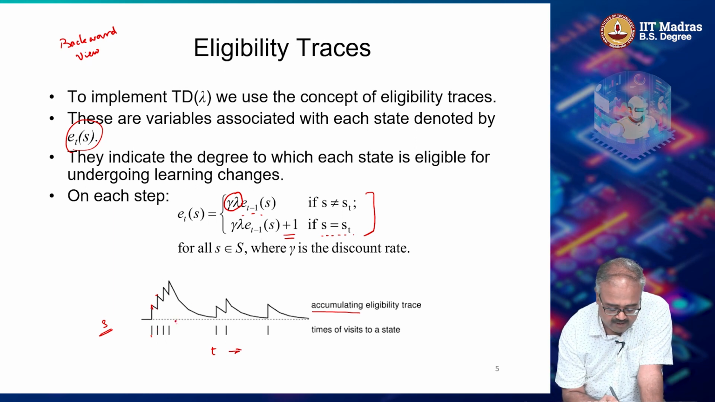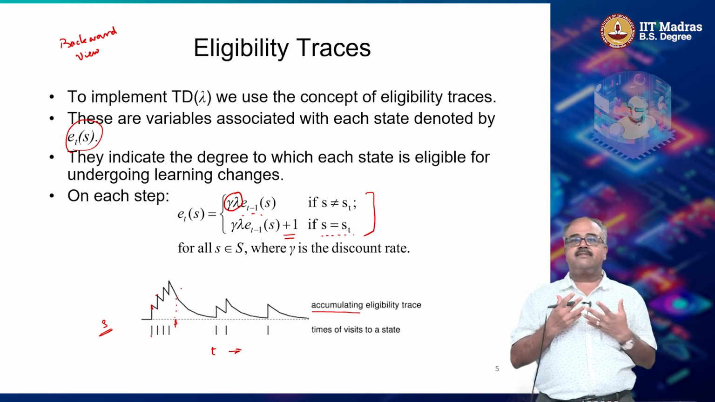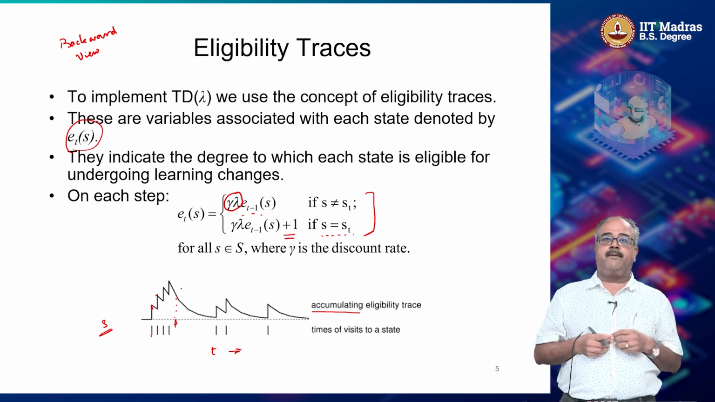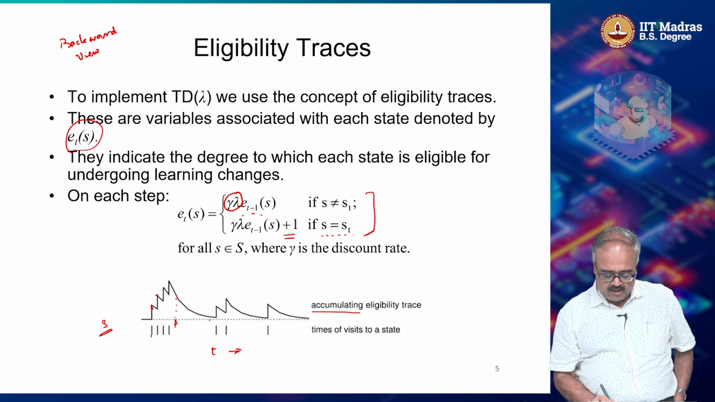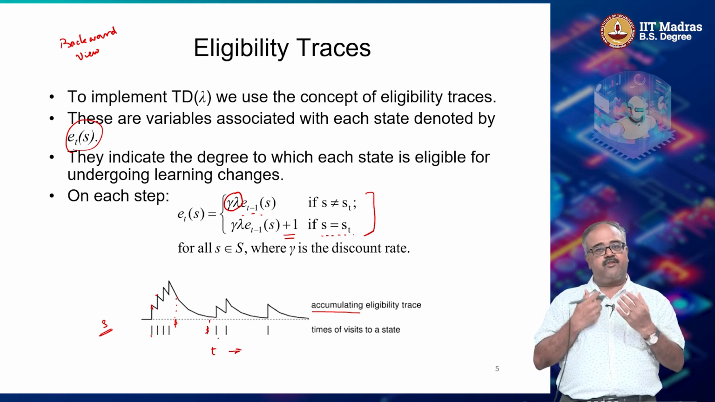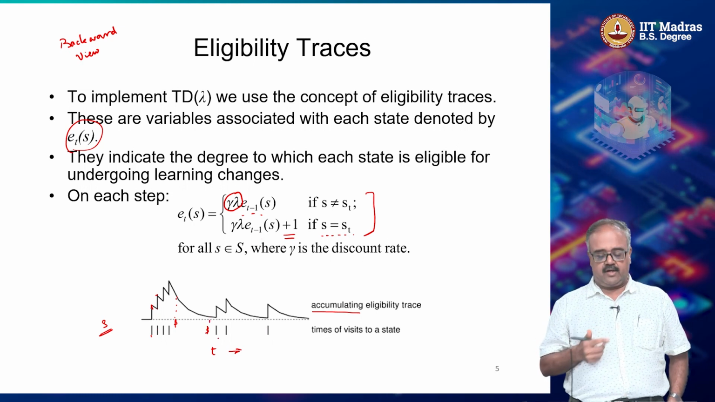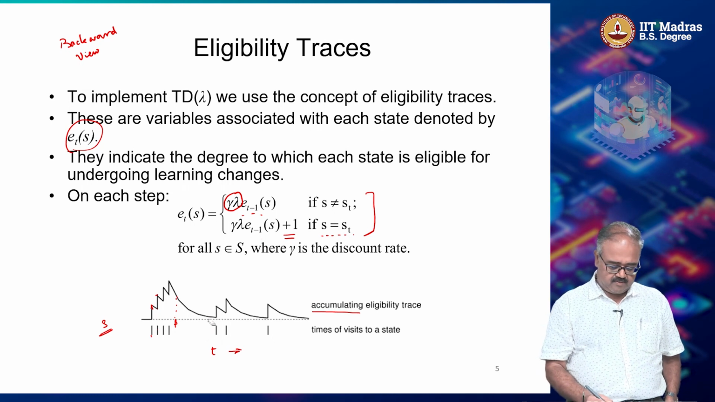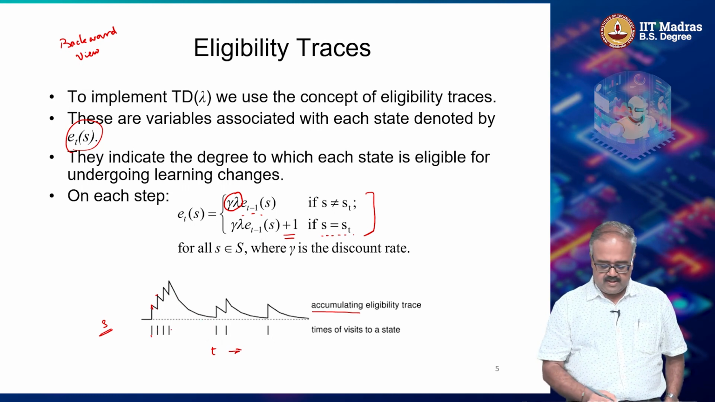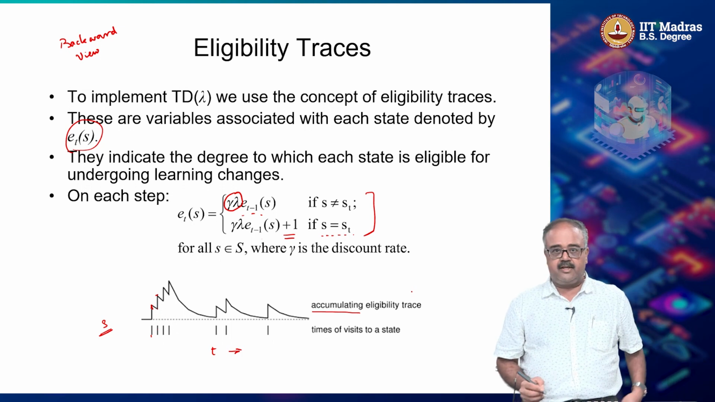And so, if a reward occurs here, then state s is very eligible to get an update for the reward. But if a reward occurs here, you are going to assume that state s is no longer that eligible for the reward. And you keep doing this; this is called accumulating eligibility trace.